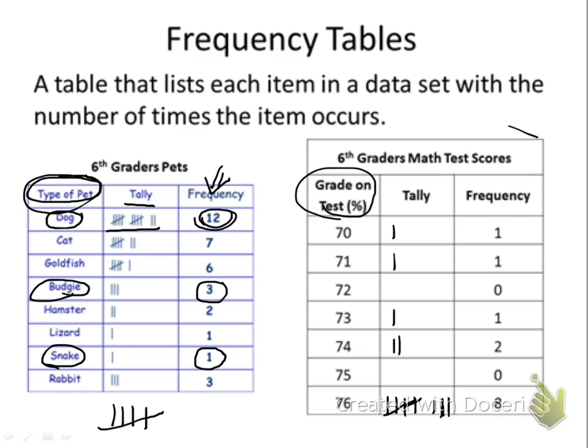All right, let's look over here at the sixth graders' math test scores. Over here, we can see that on this test, 1 student got 70%, 8 students got 76%, and in here you can see that 0 got 72 and 0 got 75%. It's important that you include these in your data set so that if you're making another graph from it, you have these zeros even though there aren't any in your data set.